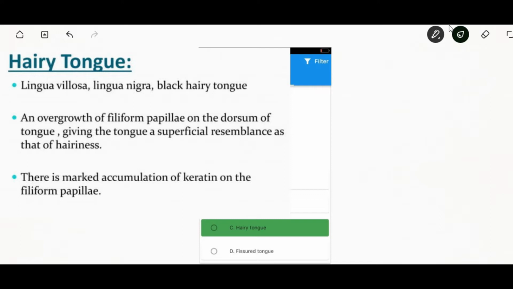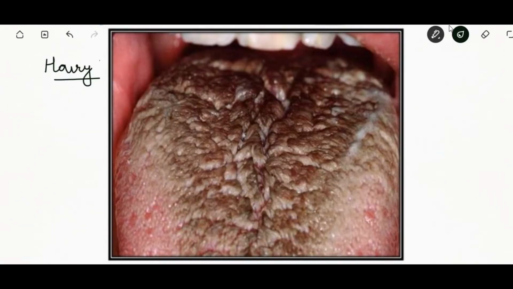Hairy tongue most commonly affects the midline just anterior to the circumvallate papillae, sparing the lateral and anterior borders. The elongated papillae are usually brown, yellow, or black as a result of pigment-producing bacteria. So there will be elongated filiform papillae that may be elevated. The diagnosis is usually made from the clinical appearance.